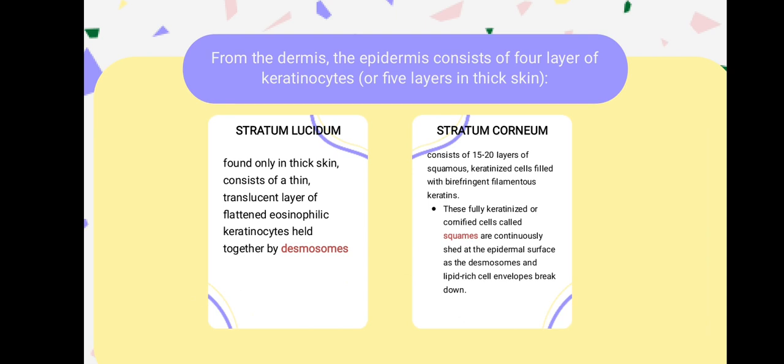These fully keratinized or cornified cells, called squames, are continuously shed at the epidermal surface as the desmosomes and lipid-rich cell envelopes break down. So in our stratum corneum, the cells are dead, flat membranous sacs filled with keratin, glycolipids, and extracellular space that make the skin water resistant.